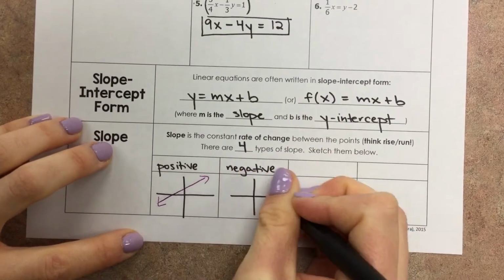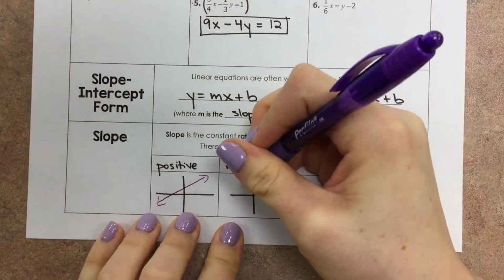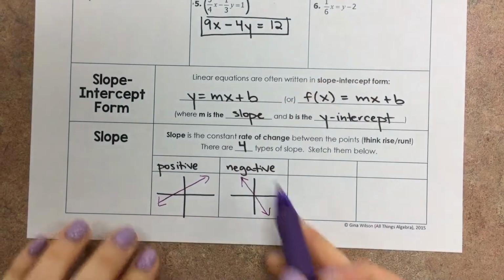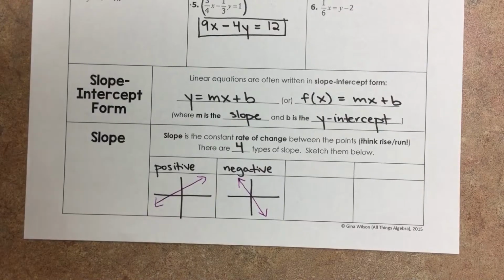So again, set up our coordinate system here. Negative slope means just the opposite. As you move from left to right, your line is falling. And it might be super steep, it might be not so steep. The important part is that you can see this decrease happening as you move from left to right.